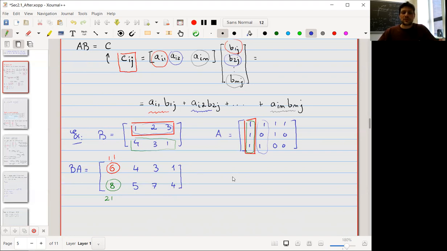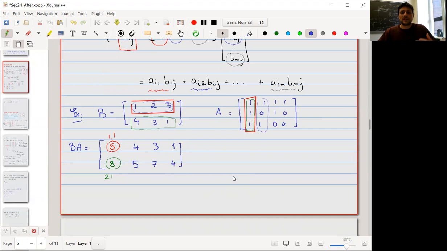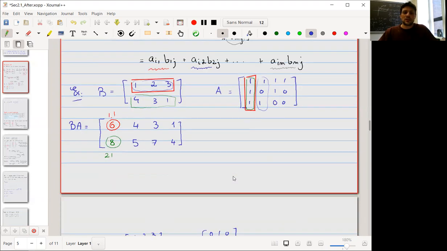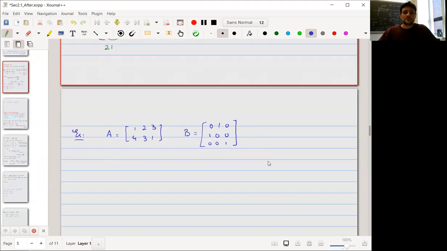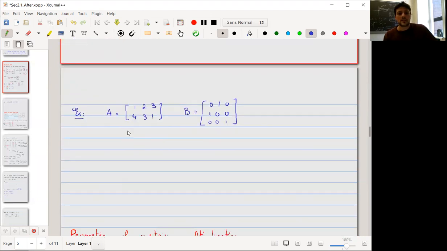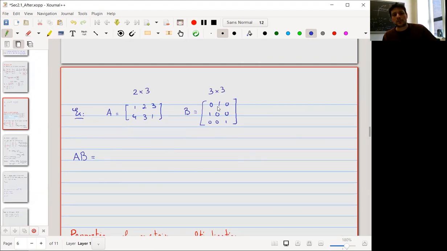You don't reduce the number of computations, but you can write a little less. And it's a little bit more intuitive to compute matrices this way. Let's have a look at another example. A times B. Well, let's compute A times B in this case. First of all, let's think about the size that we should get. This is a 2 by 3 and this is a 3 by 3 matrix. So I expect A times B to be a 2 by 3.